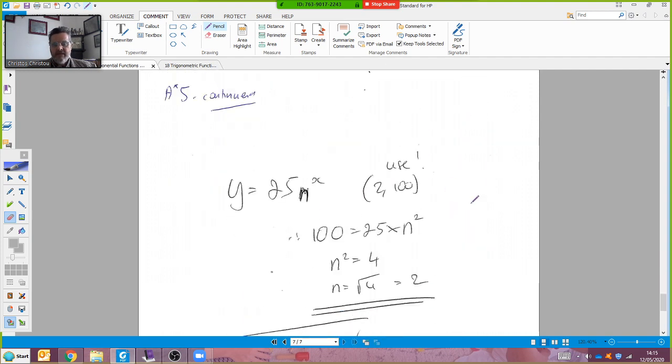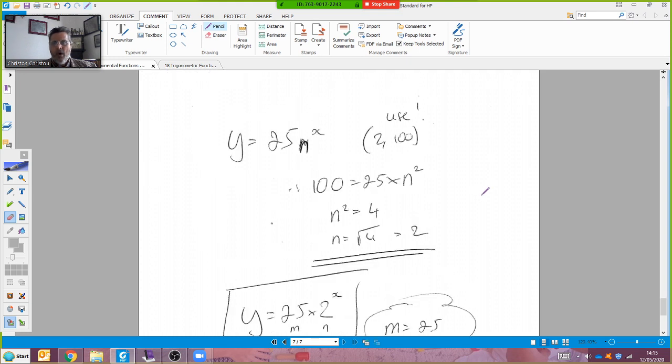So here it is. I know y equals 25 times n to the power of x. I'm going to use the other coordinate because the other one won't give me any more information. The other one gives me m equals 25. This one is going to give me much more. So, okay, that's my x value. You're going to go right there. That's the y value. You're going to go right there. And I'm going to get this.